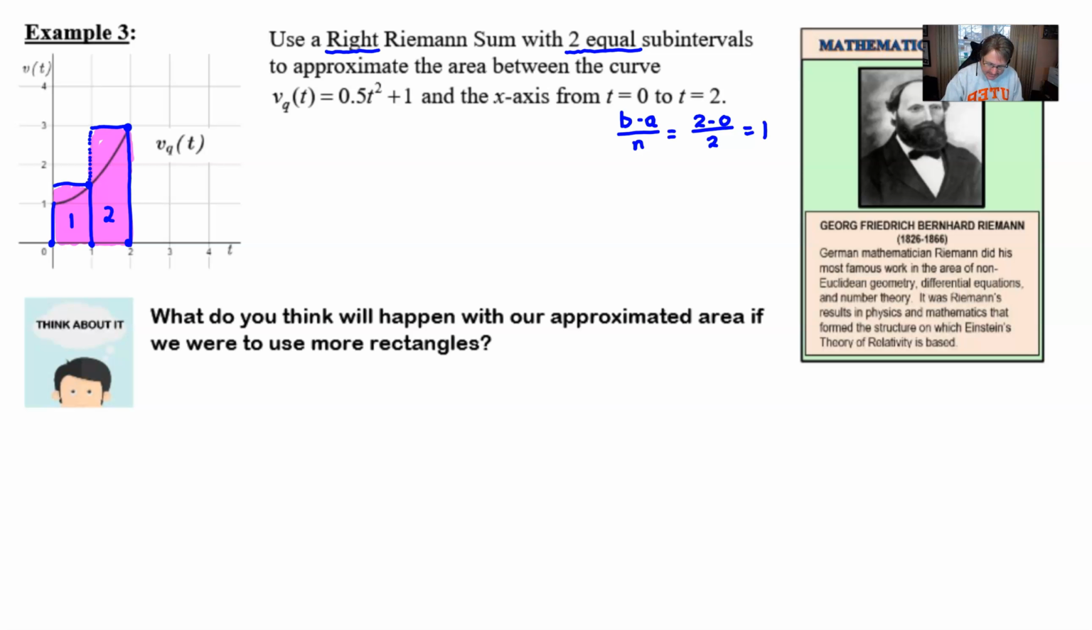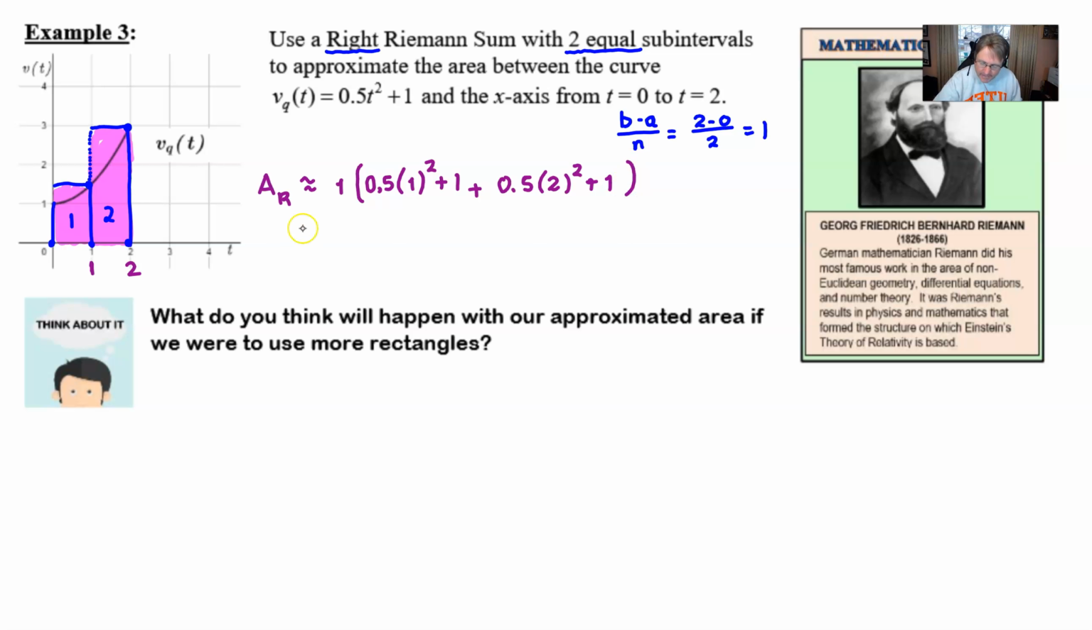And so let's set up this particular area formula. Might use the subscript r, and we know that the width is going to be 1 of each of these figures. And because my key players now are 1 and 2, I'm going to use 1 and 2, since it's a right Riemann approximation, to plug into this particular formula. I have 0.5 times 1 squared plus 1, and then I'll add to that 0.5 times 2 squared plus 1.